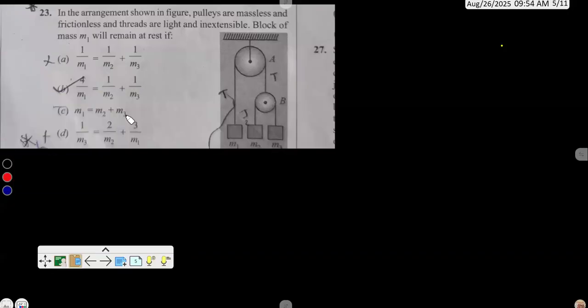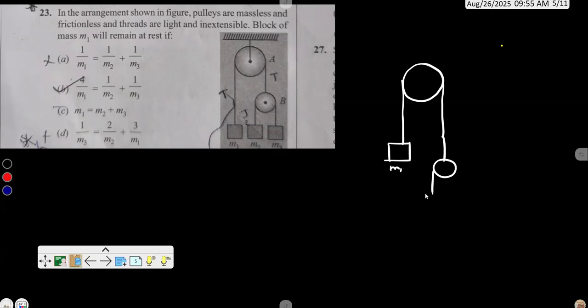Let us do this question. In this, it says there is a pulley like this, and this pulley has block M1 here, and there is another movable pulley that is attached, which is attached to M2 and M3. Okay, this is how the block has been attached. Fine. Now, this is one string. This whole thing is one string.